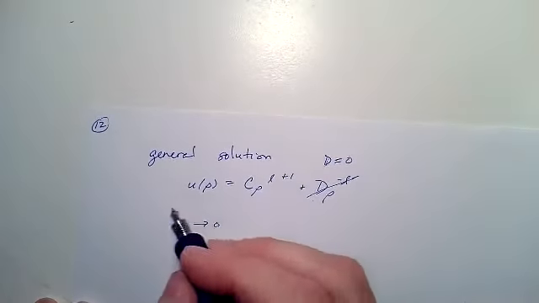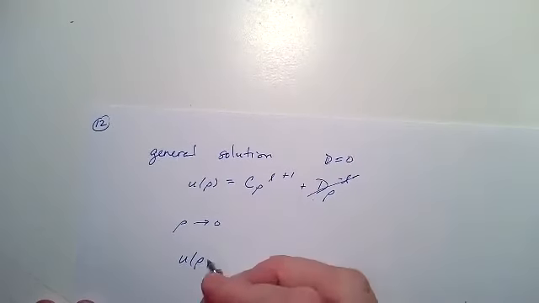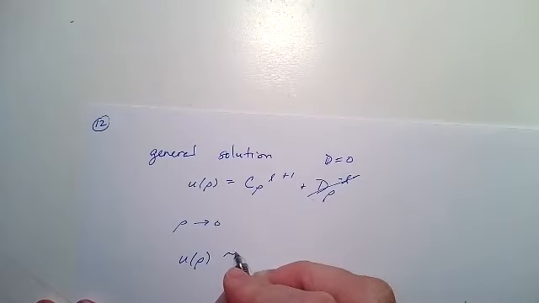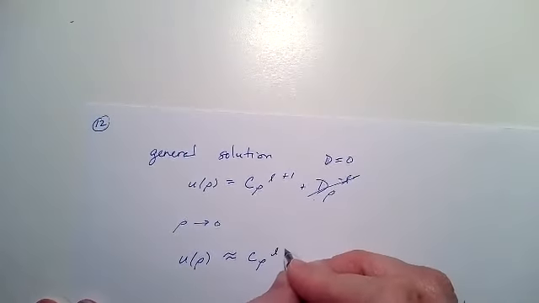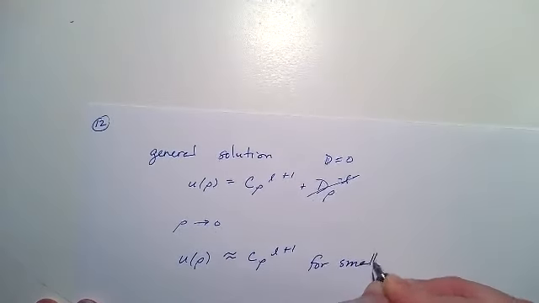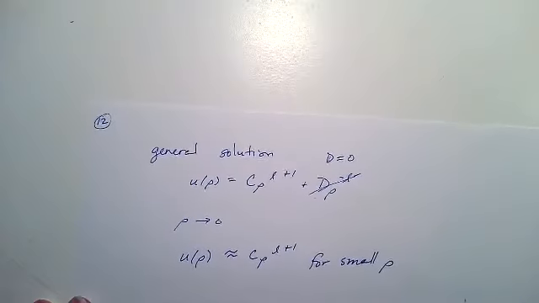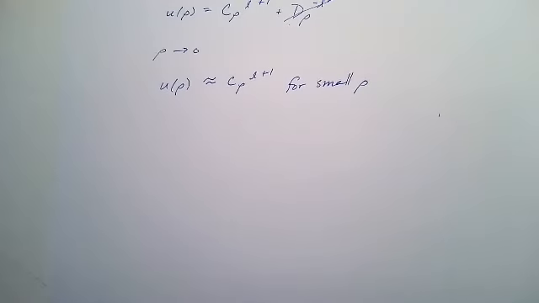So our general solution really just becomes u as a function of rho being approximately c rho to the L plus 1 for small rho. So we've got two solutions, two asymptotic solutions, and we're going to combine those for non-asymptotic behavior, so the behavior in between those two extremes.